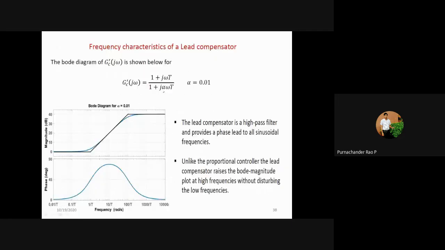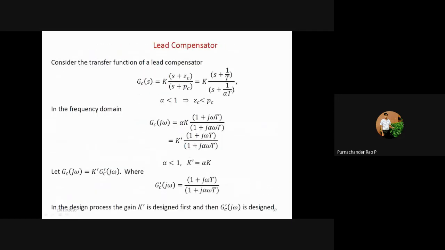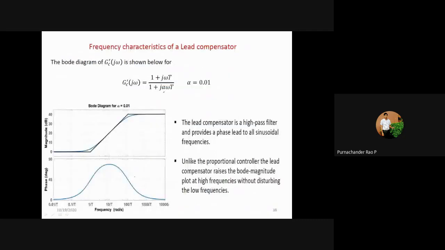So this is the frequency characteristic of lead compensation. This is 1 plus 1 by T, s plus 1 by alpha. With this, you are going to get the new transfer function with the lead compensation. This is the Bode diagram, the magnitude plot and the phase plot. It will have a maximum phase lead here, which is called phi m.